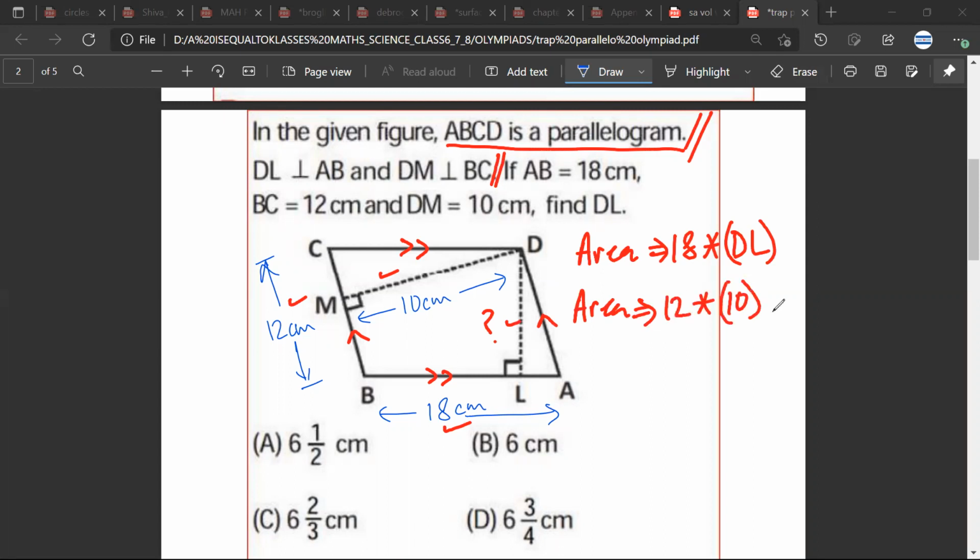Yes, sir. See, Satya, the area of a parallelogram is, if this is the line L, this is B, so the area of a parallelogram is L into B. Do we agree to this? Yes, sir.